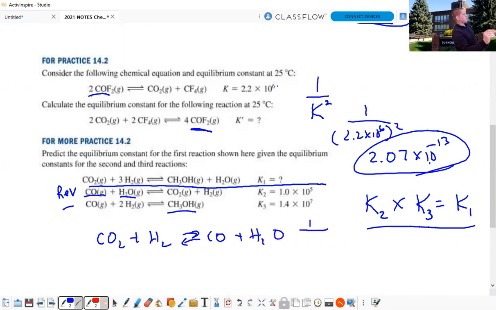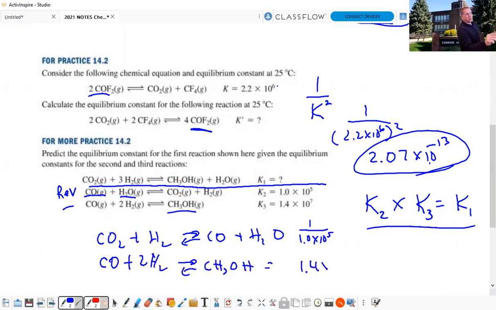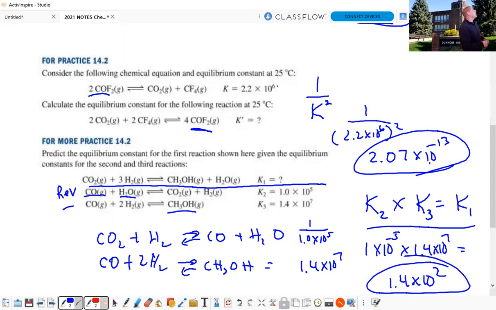So we're going to do 1 over 1 times 10 to the 5th. And the second one, we're leaving the way it is, and we're not multiplying it times anything. And so that one is 1.4 times 10 to the 7th. So this is going to be 1 times 10 to the minus 5, because we're inversing that, times 1.4 times 10 to the 7th. And that's going to give us 1.4 times 10 to the 2nd.